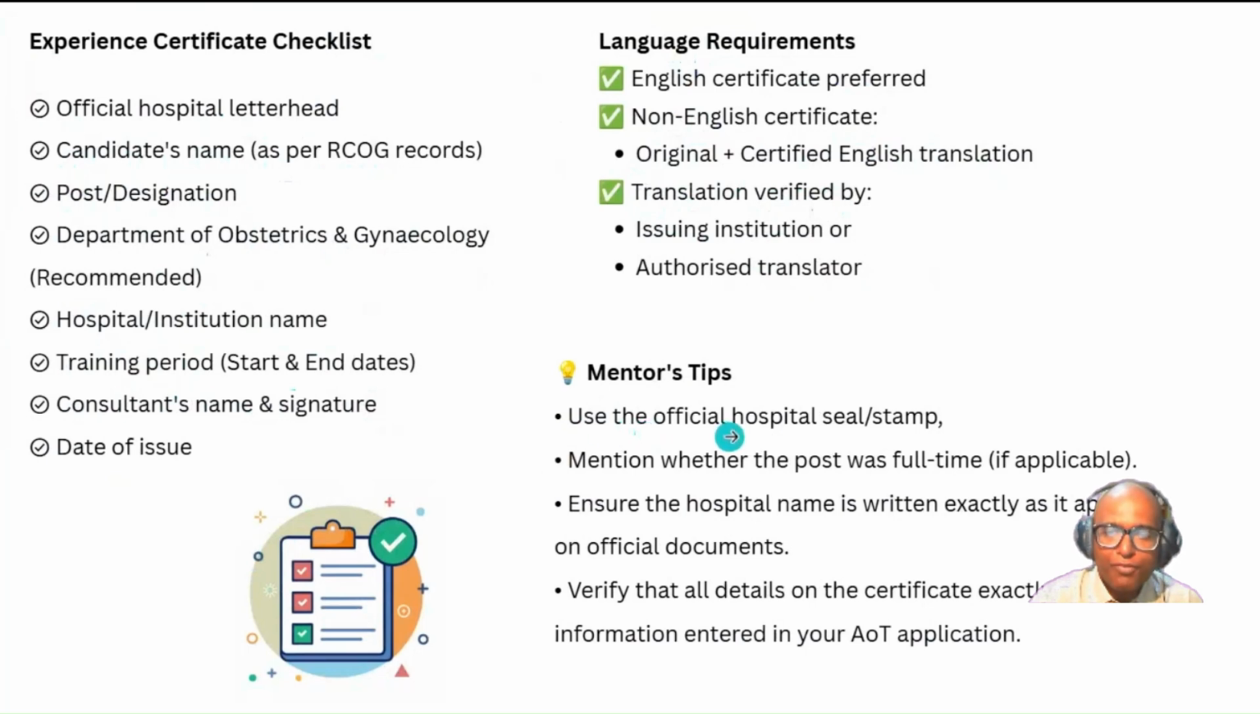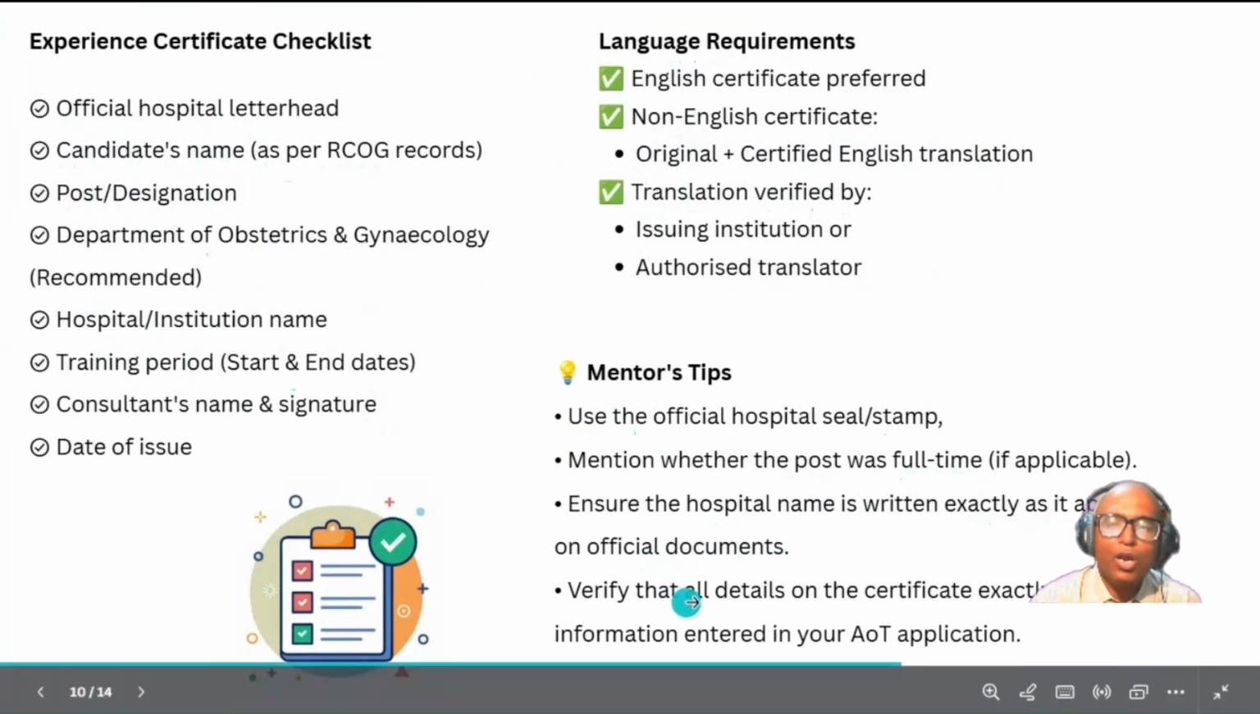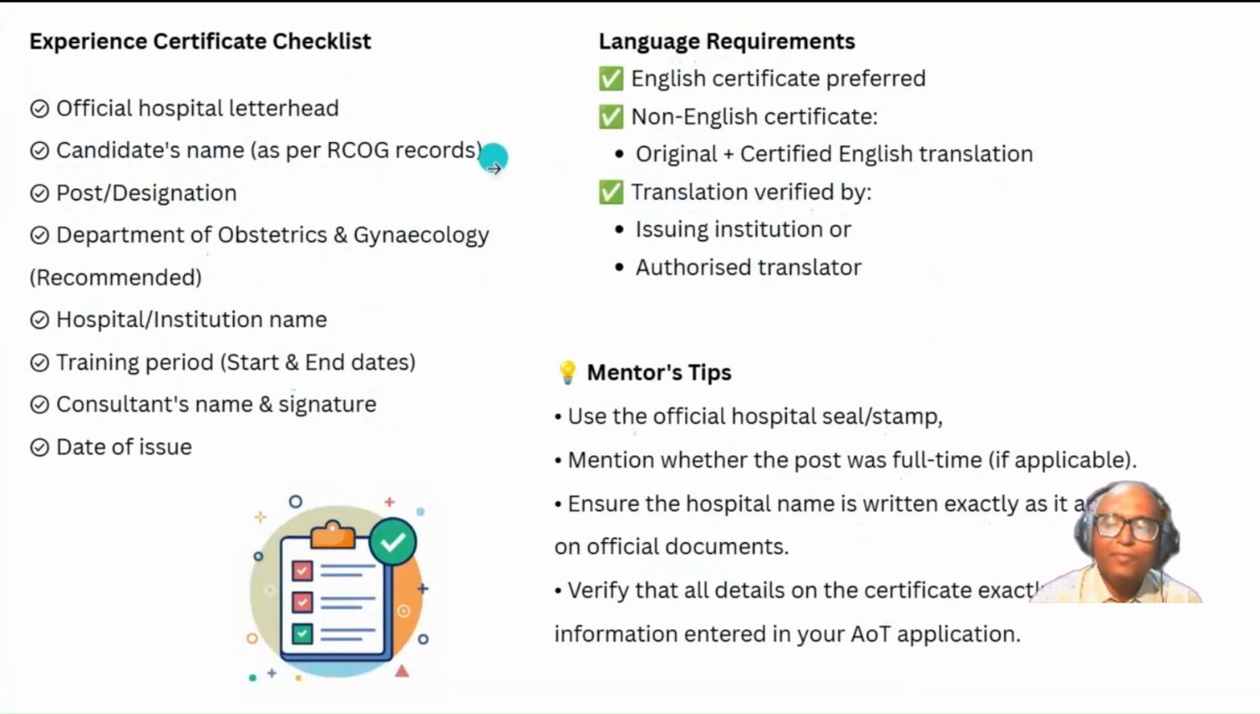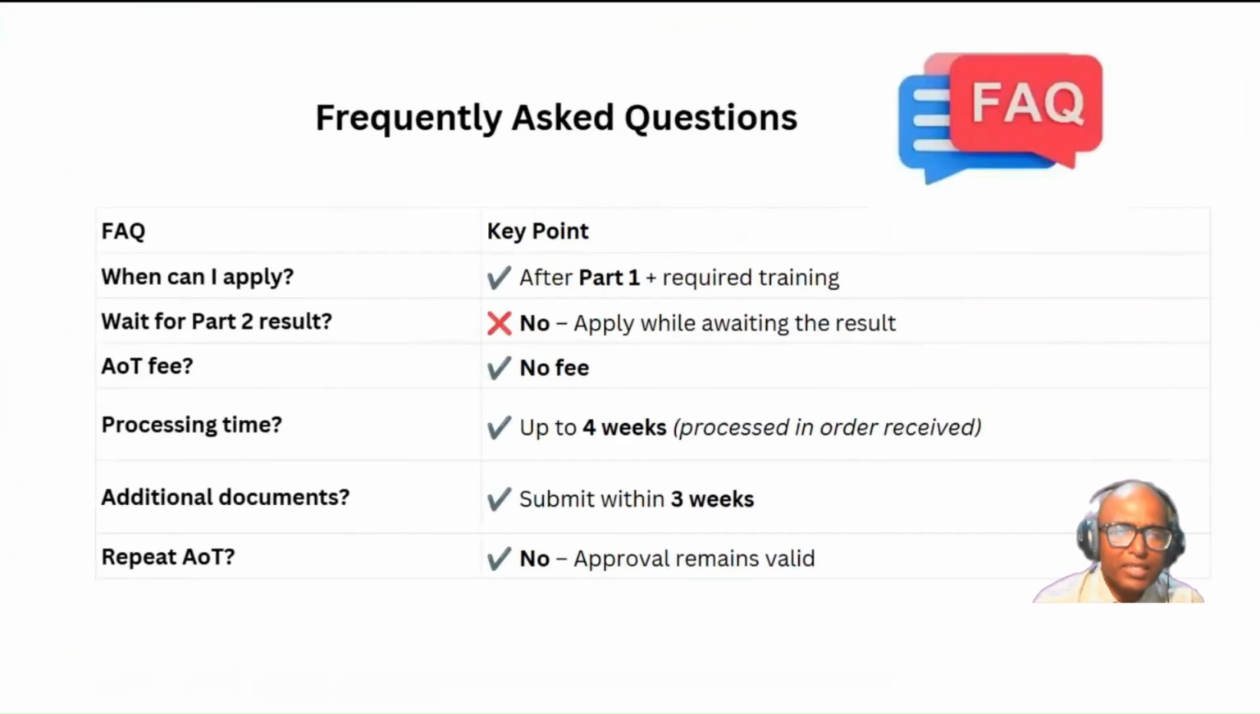Use the official hospital seal or stamp. Mention whether the post was full time. Ensure the hospital name is written exactly as it appears on the official documents, and verify that all the details on the certificate exactly match the information which you have entered in your AoT application. So the online information you have filled in should match the document which you are enclosing; we need to confirm that. Okay.